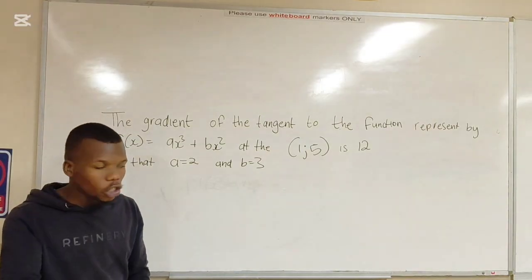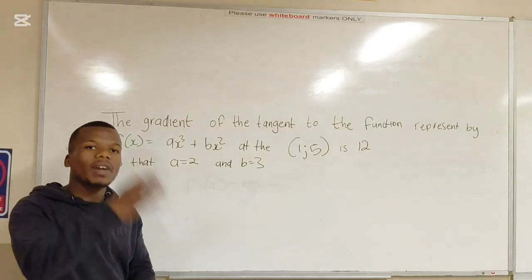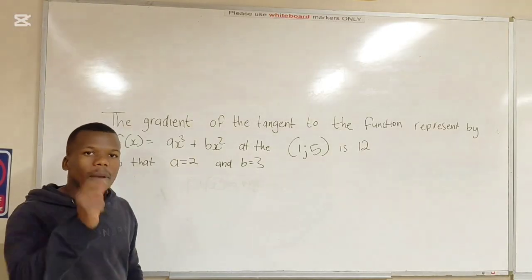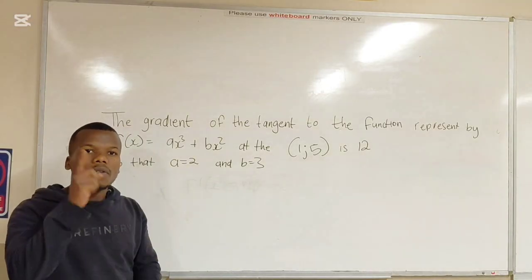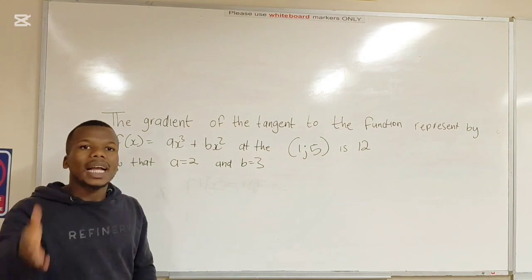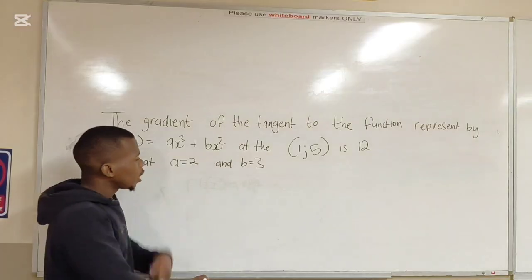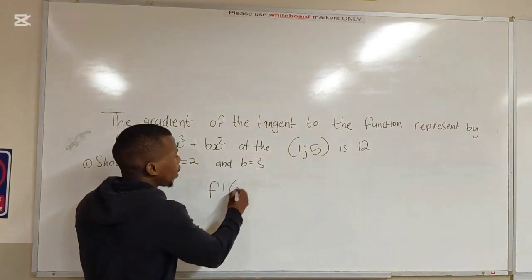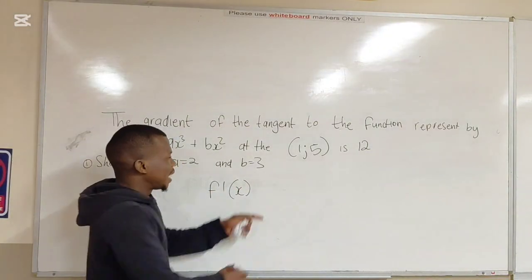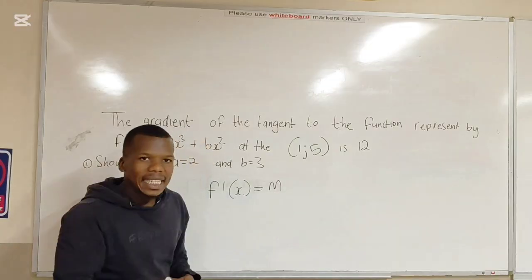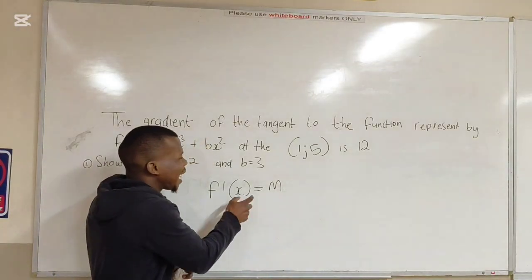First of all, what we need to understand before answering this question is the relationship between the first derivative of a function and the gradient. Remember something, the first derivative of your function is always equal to the gradient at that x value. Remember, the first derivative is denoted by what? It is denoted by f prime of x. This is always equal to the gradient m at this point x.